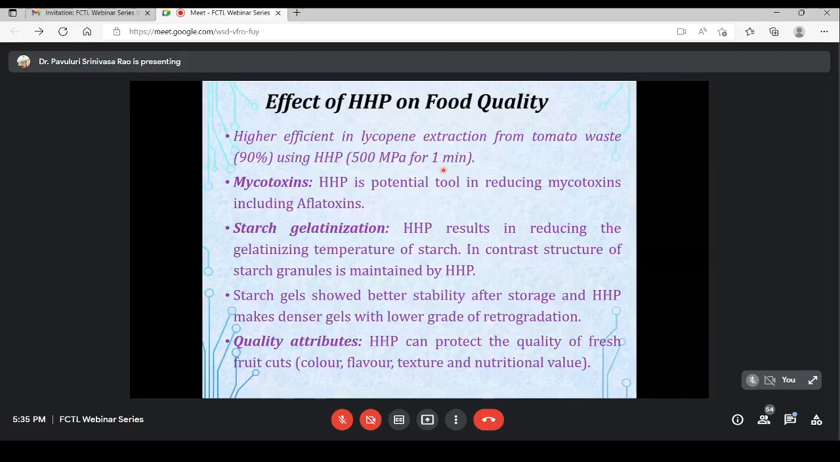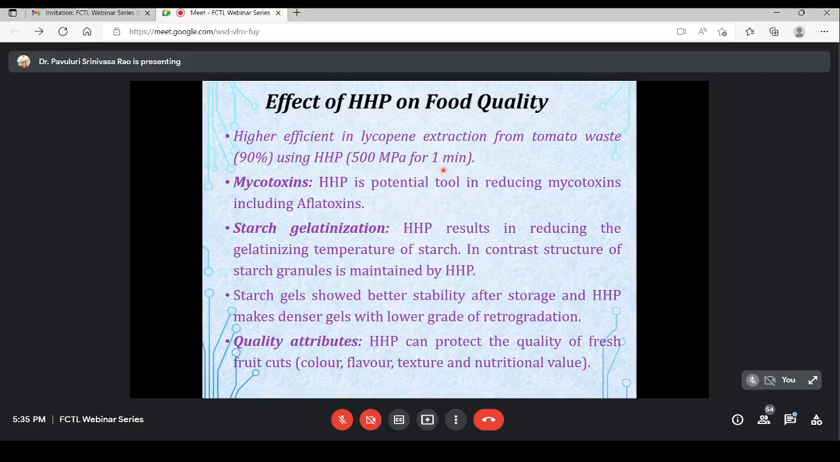Similarly, mycotoxins like aflatoxin can also be reduced. So it is a potential tool in reducing mycotoxins, including aflatoxins. A couple of studies are there on peanut and other kinds of aflatoxins.